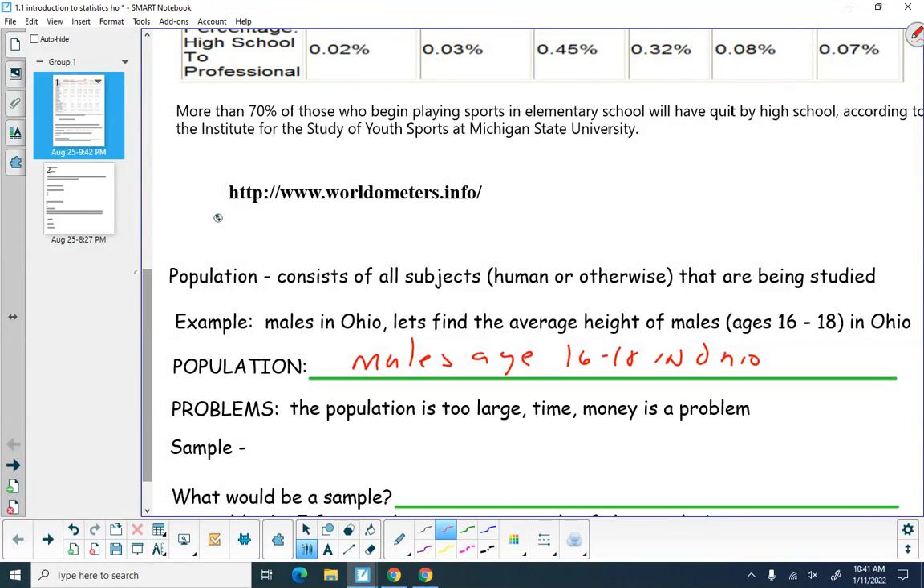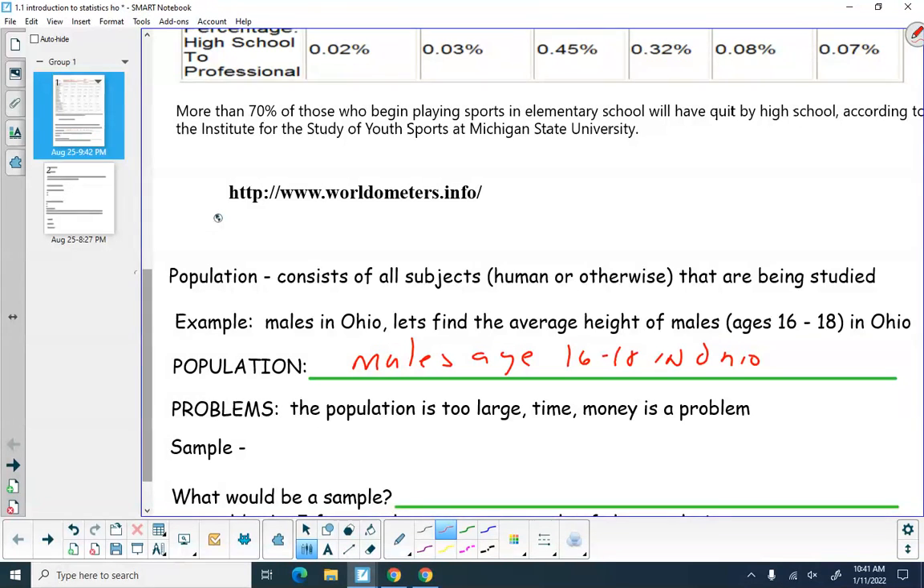There's a lot of them. There's a lot of males age 16 to 18. A person would have to go to every school district, which is 830 some school districts in the state of Ohio, and get all males age 16 to 18 to go to an area and measure their heights. The population is too large. That takes a lot of time, takes a lot of money. Okay, those are all problems you run into.